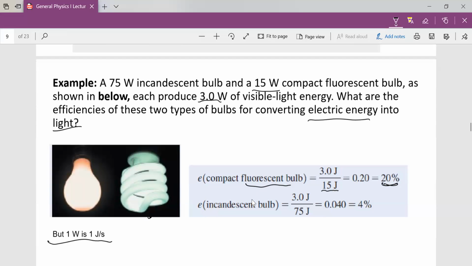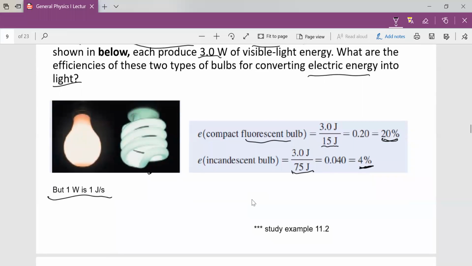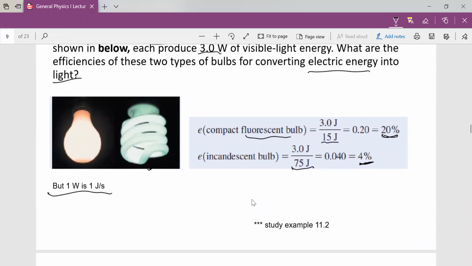But for the incandescent bulb, we put in 75 joules of energy and we got 3 joules. You see that that bulb is operating at 4%. It's giving out light, quite all right. They both gave out the same light energy, but the efficiency of one was more than the efficiency of the other. We put in less energy and we got approximately the same.